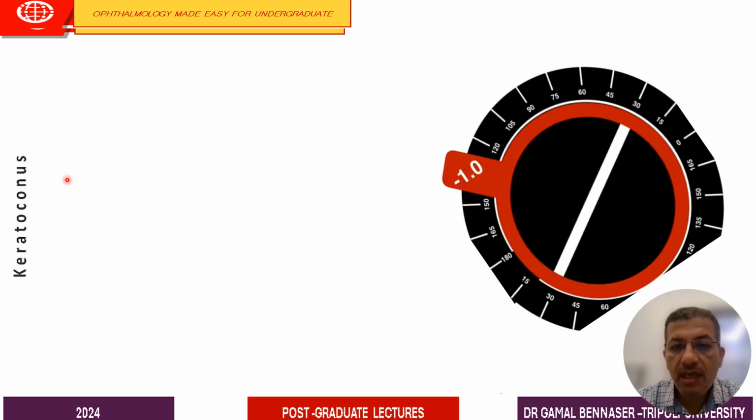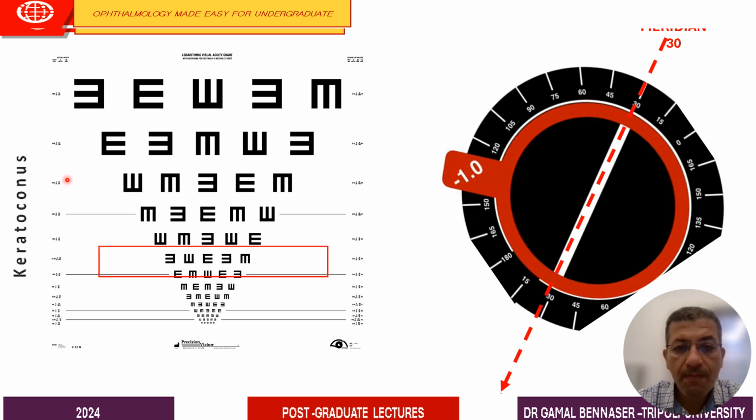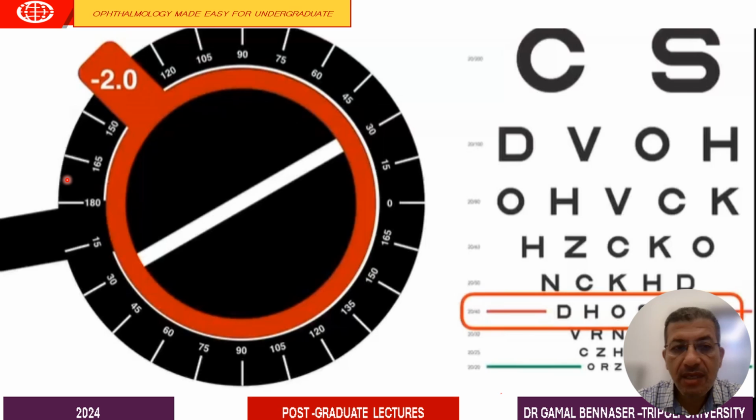Now, fixing the trial frame on that meridian, we start by adding, for example, the -1 lens and determine the visual acuity of the patient. After that, we increase the power of the spherical lens to -2 or -3 and see how much the visual acuity will improve for this patient. For example, he improved up to this level. We don't forget the meridian that the patient is seeing. Now we add -2, so the vision is improved to some level.